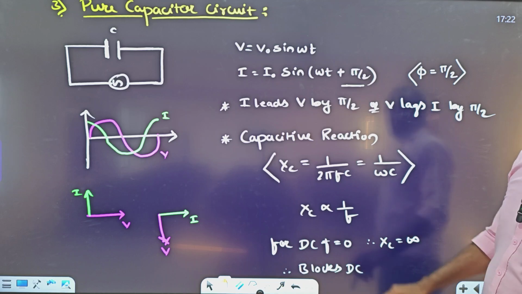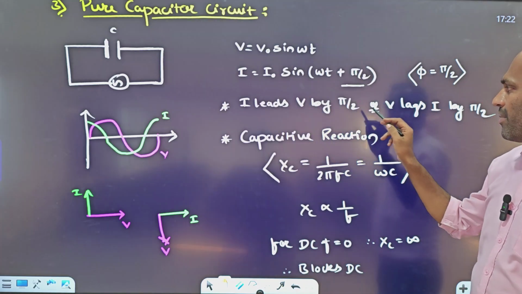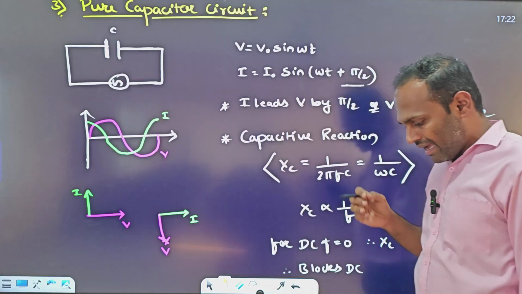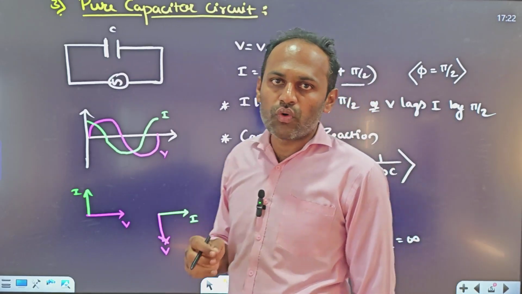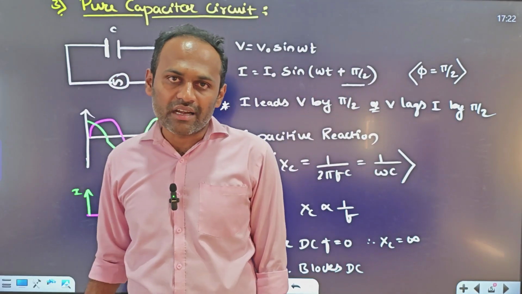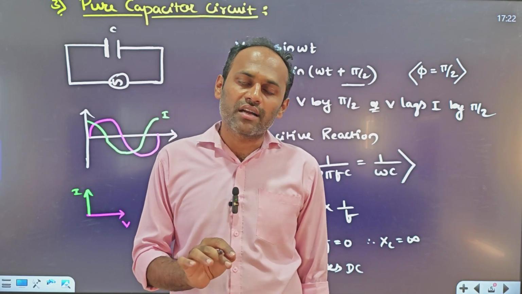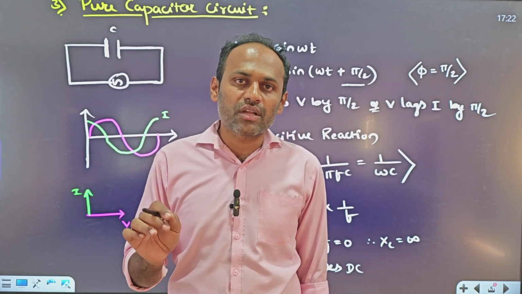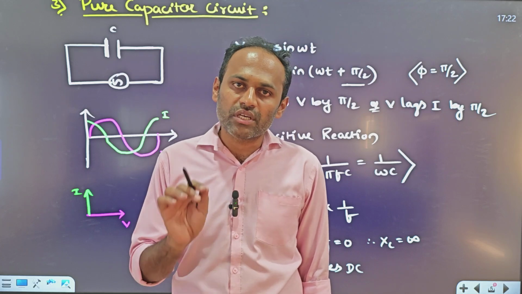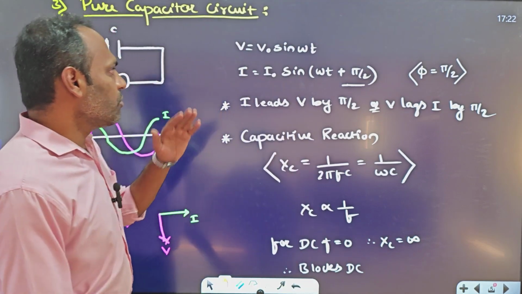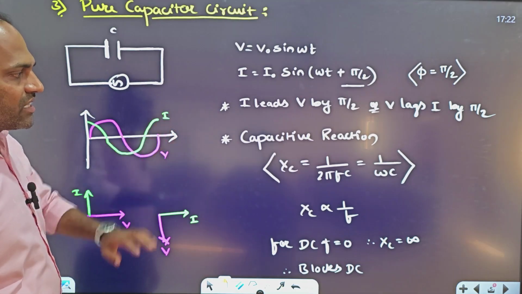So here I leads voltage by pi by 2, or V lags behind current by pi by 2. Remember, an inductor supports voltage, so voltage will lead current by pi by 2. For a capacitor, C for capacitor, C for current. A capacitor will support current, it will not support voltage. So current will lead voltage by pi by 2. That's all about the phase difference as well as current leading the voltage.